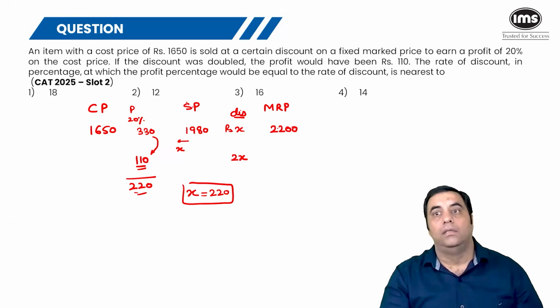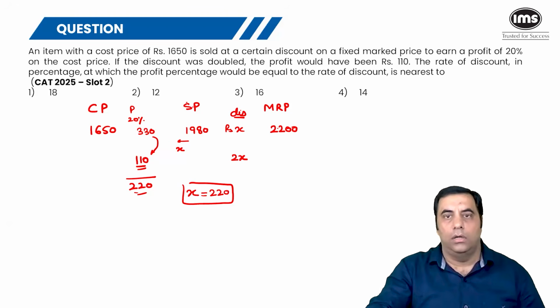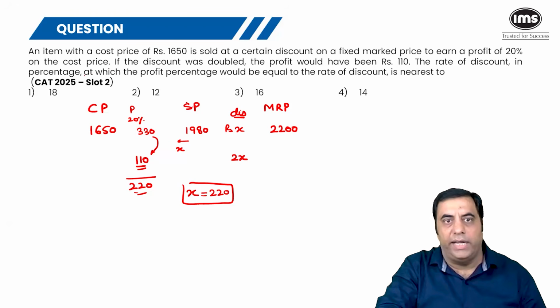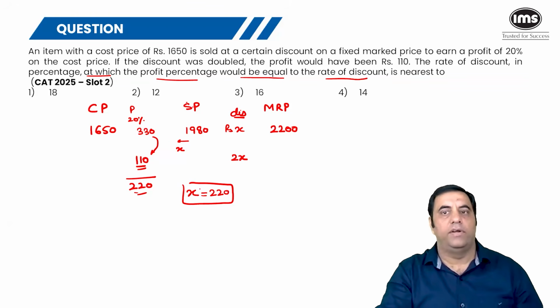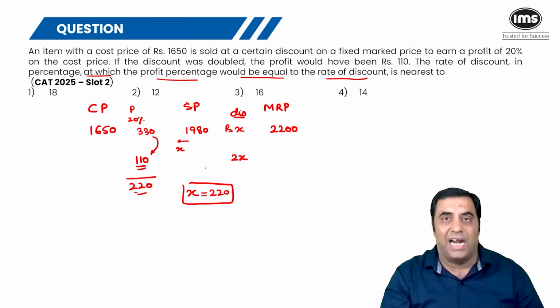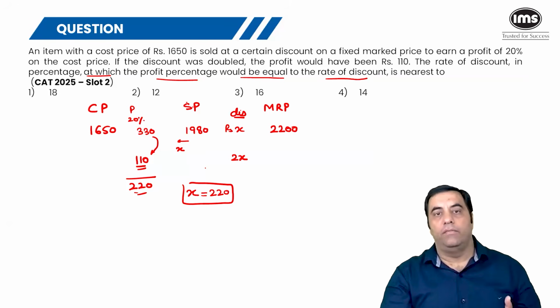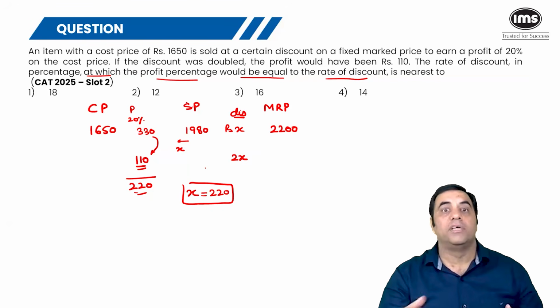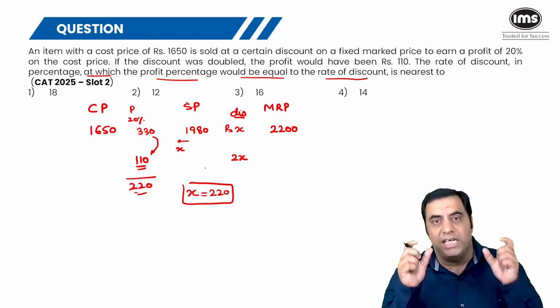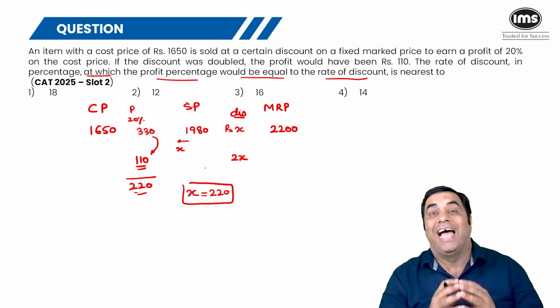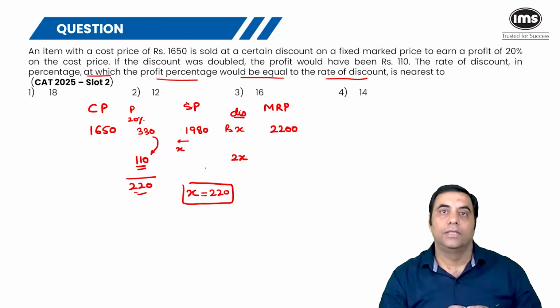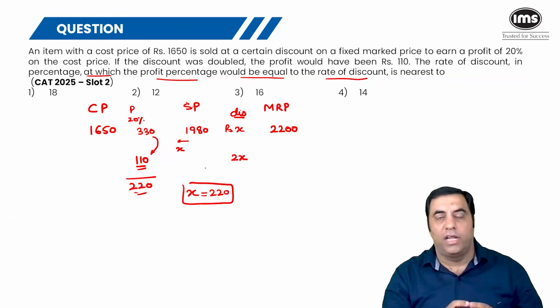Now it says the rate of discount in percentage at which the profit percent would have been equal to the rate of discount is nearest to. Now they're asking what should be the rate of discount such that the percentage value of the rate of discount and the percentage of profit have to be the same, right? Now, just observe it carefully.